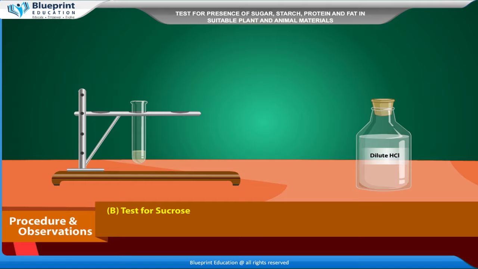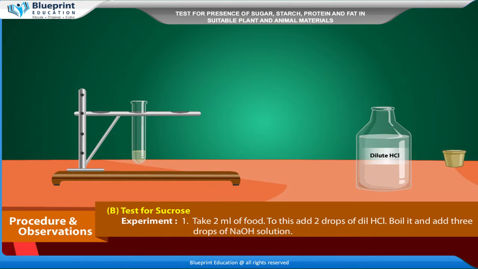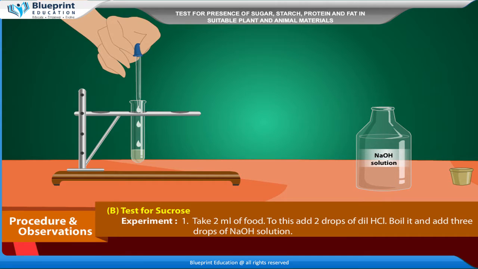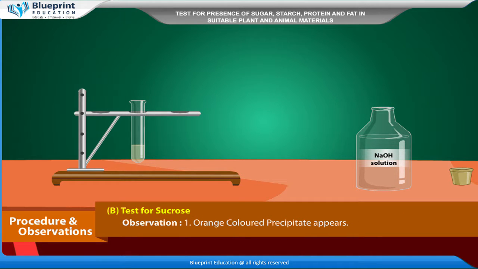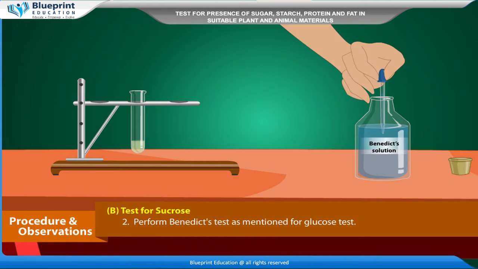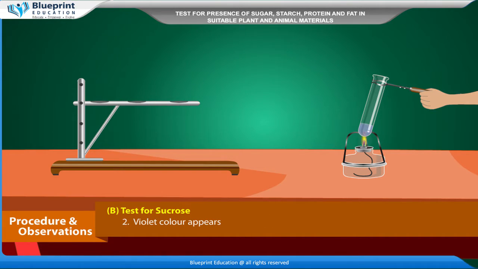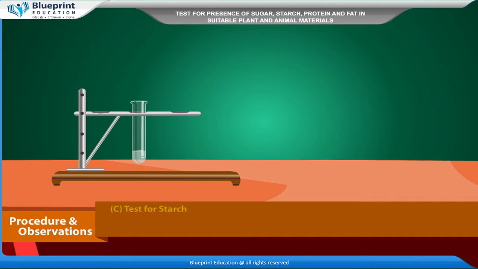Test for sucrose. Experiment. Take 2 ml of food. To this, add 2 drops of dilute HCl. Boil it and add 3 drops of NaOH solution. Observation: orange colored precipitate appears. Inference: sucrose is present. Perform Benedict's test as mentioned for glucose test. Violet color appears. Sucrose is present.